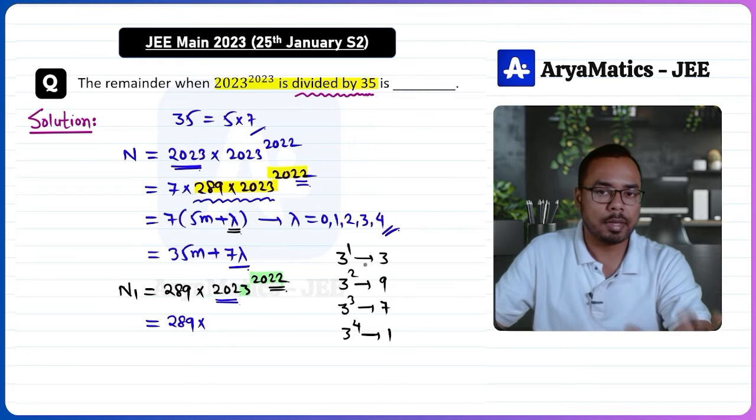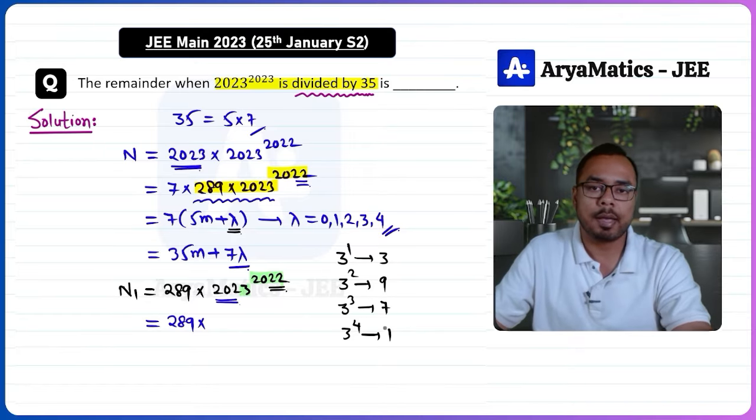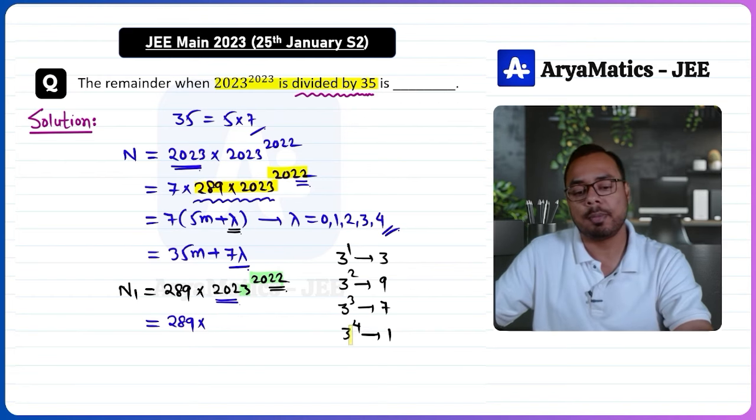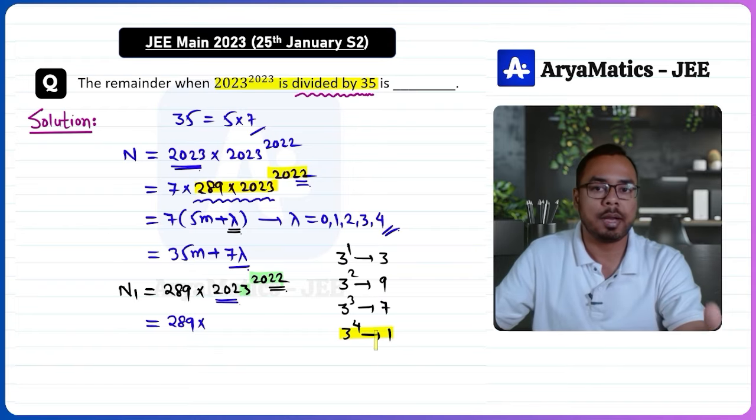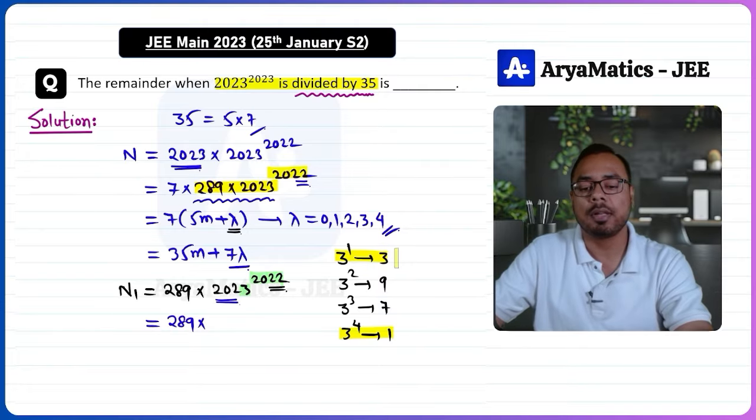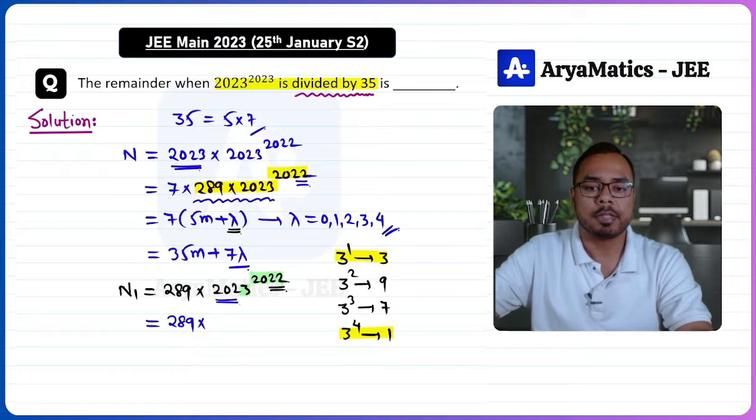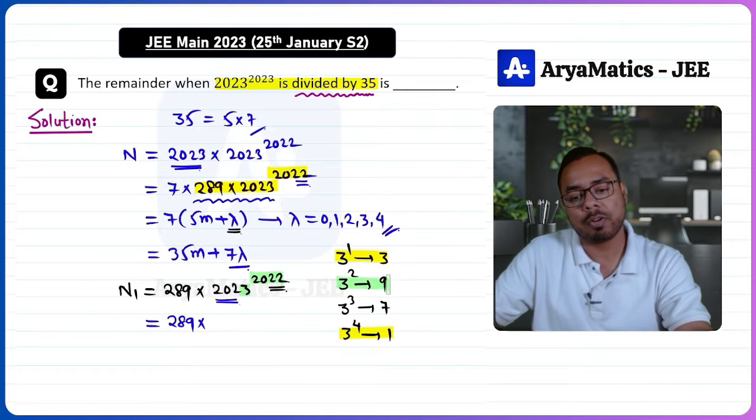That means the digit at unit place in different exponents of 3 will be 3, 9, 7, 1. Again, you will get 3, 9, 7, 1 and so on. So whenever the exponent of 3 is a multiple of 4, the digit at unit place will be 1. That means 3 raised to 4, 3 raised to 8, 3 raised to 12 and so on, at unit place you will get 1. Whenever the exponent is a multiple of 4 plus 1, that means 3 raised to 1 or 3 raised to 5 or 3 raised to 9 and so on, the digit at unit place will be 3. Similarly, whenever the exponent is a multiple of 4 plus 2, the digit at unit place will be 9.